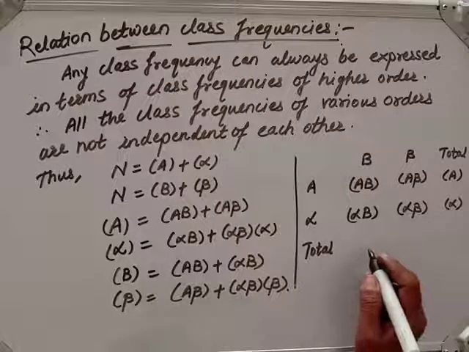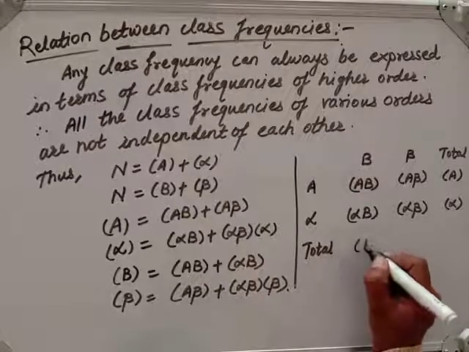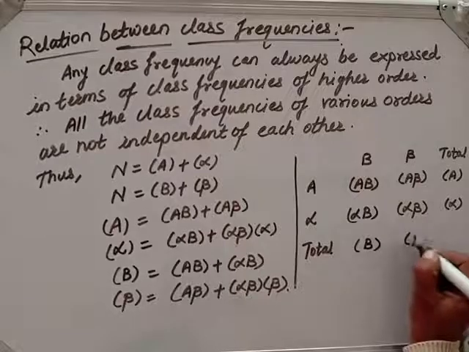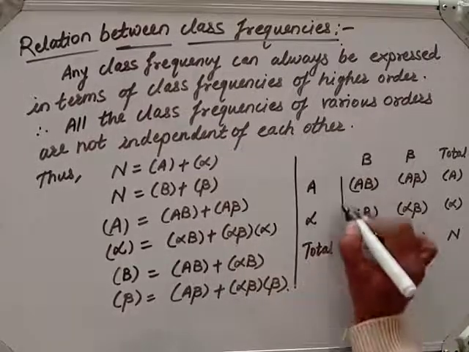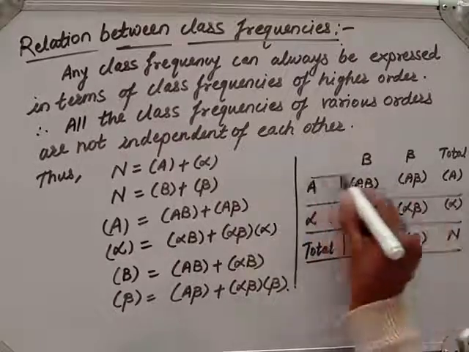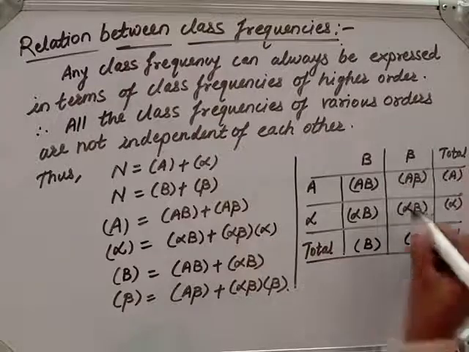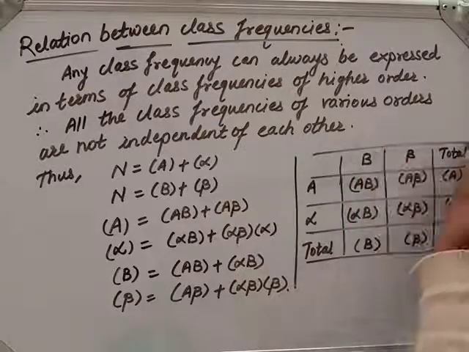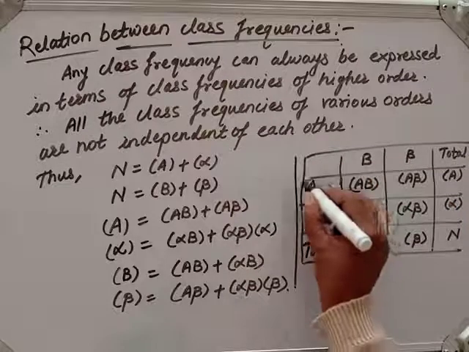Again, here the total is B, here the total is beta, and here the total is N. This is a small table to memorize all these 6 relations between two different attributes that we had seen here. You can easily memorize this one.